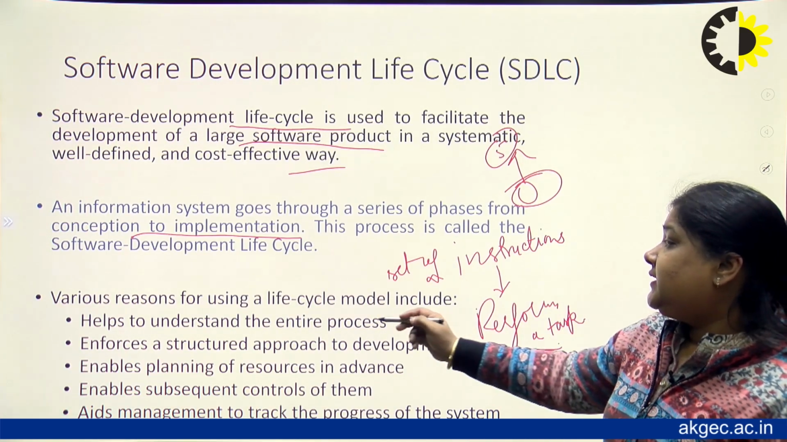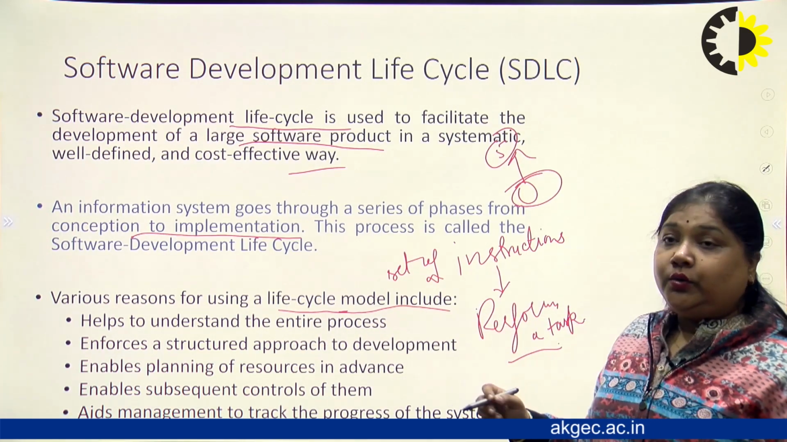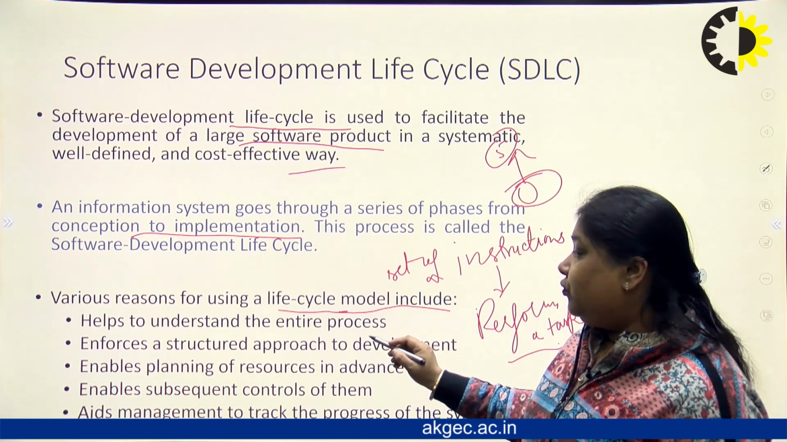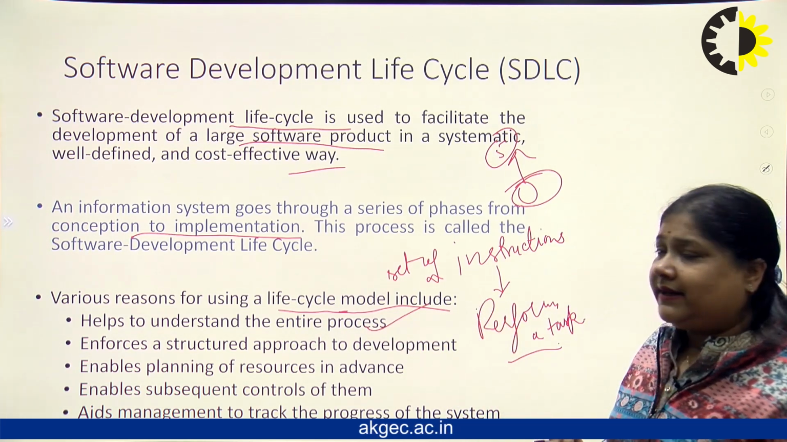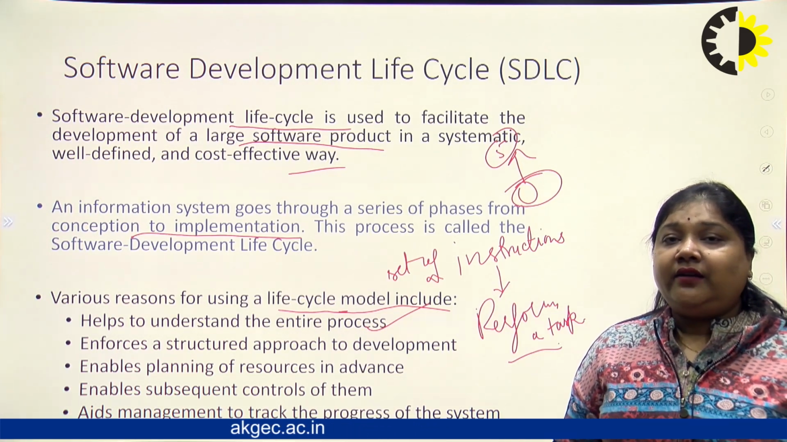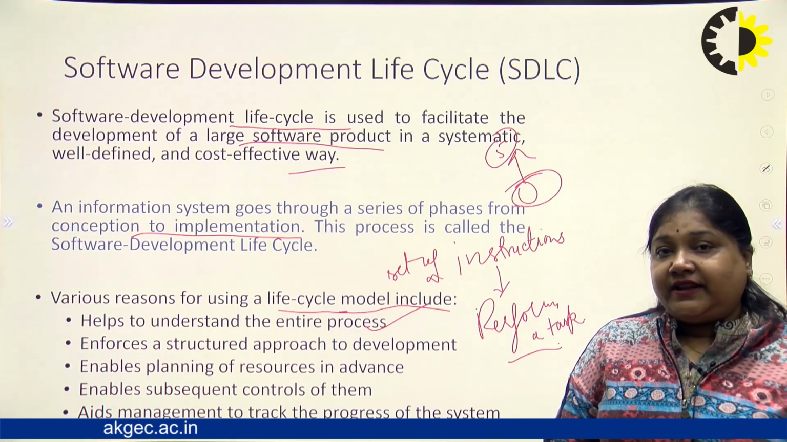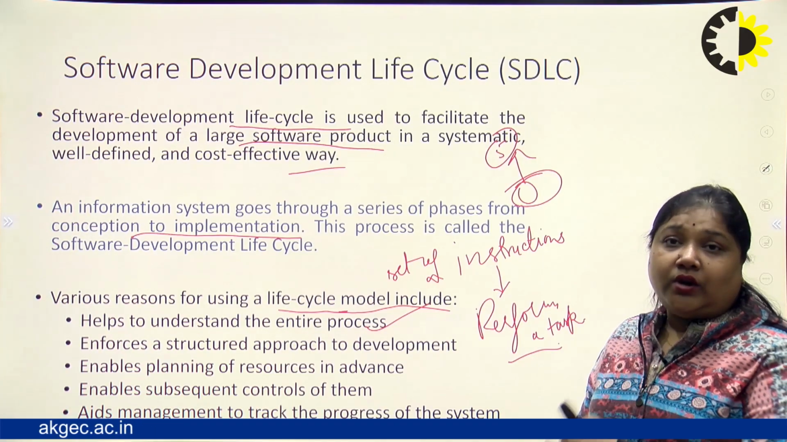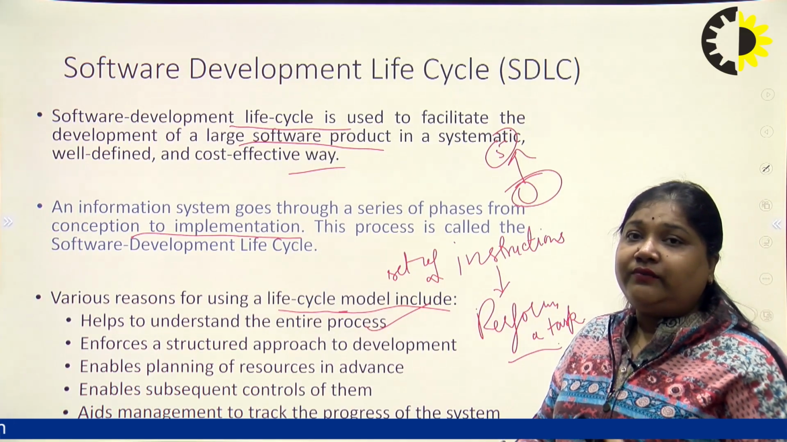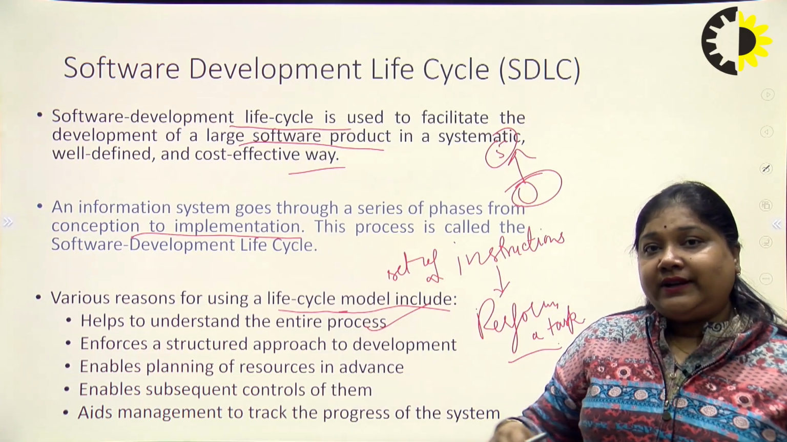There are various reasons for using a life cycle model. We have different models available to accomplish this task. It helps to understand the entire process. If we work according to some model, then we have a systematic way: first we have to work on that phase, then on the next phase, we have to design, we have to code, we have to implement. So these are some phases through which a software goes.